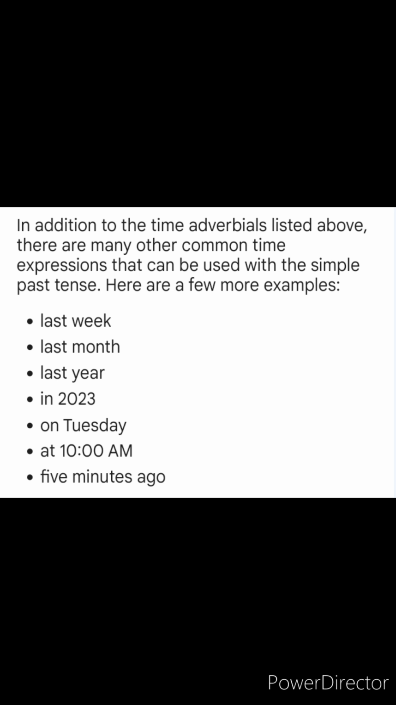In addition to the time adverbials listed before, there are many other common time expressions that can be used with the simple past tense. Here are a few more examples: last week, last month, last year, last night, in 2023, on Tuesday at 10 a.m., 5 minutes ago, etc.